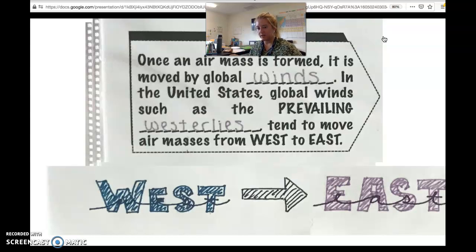So air masses, again, are basically big floating sections of air. You can't see them because you can't see air. I'm looking for my section in my book just to read you a little bit more about air masses before we get going too far into this.